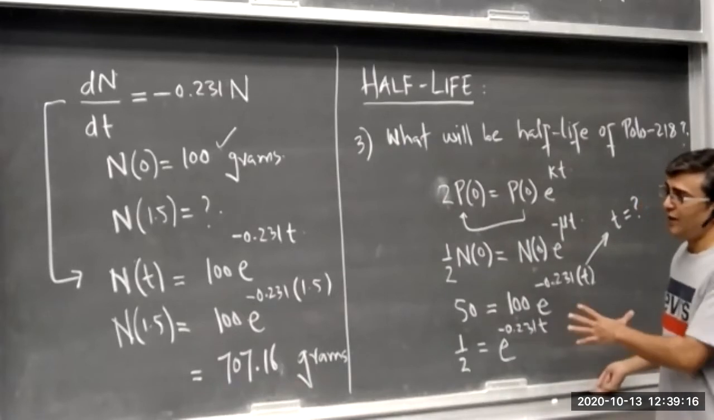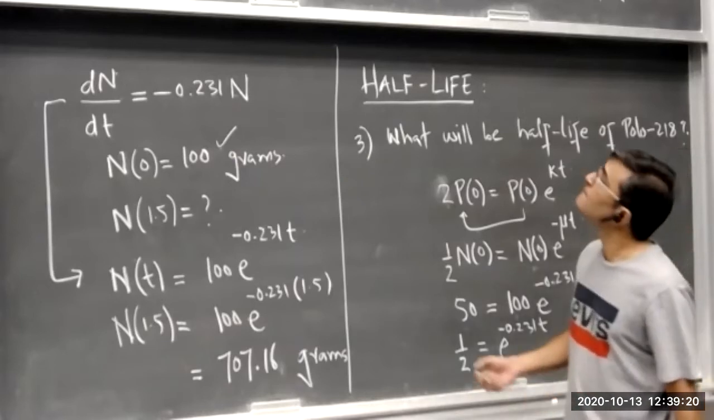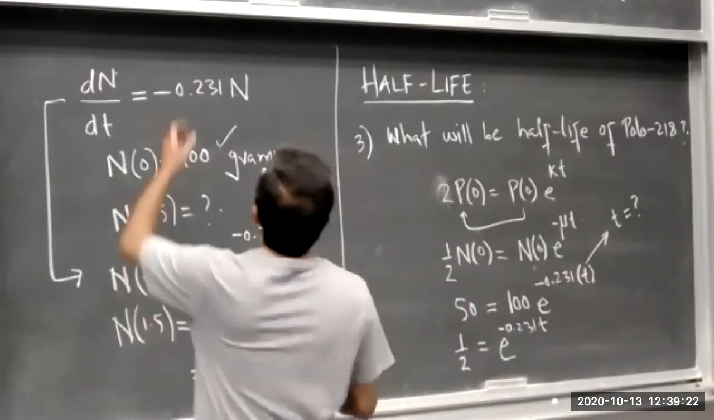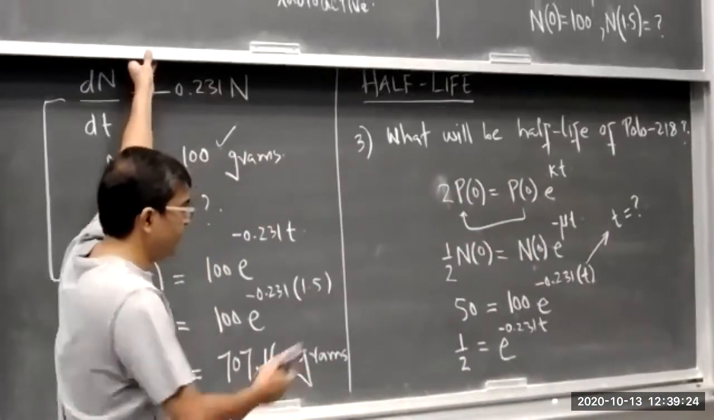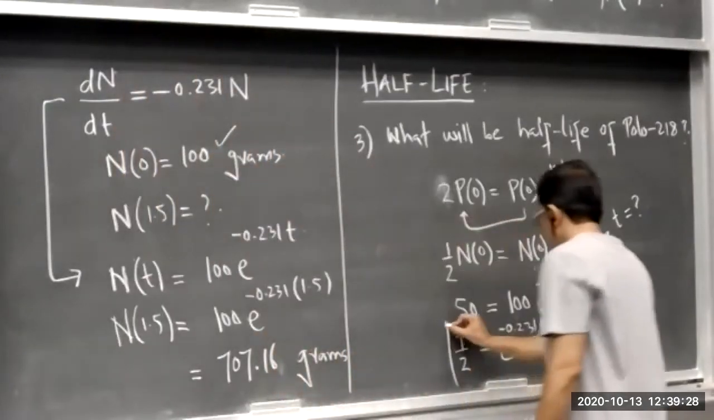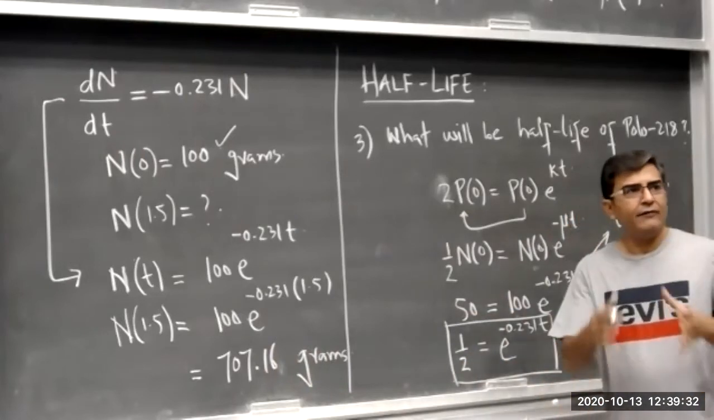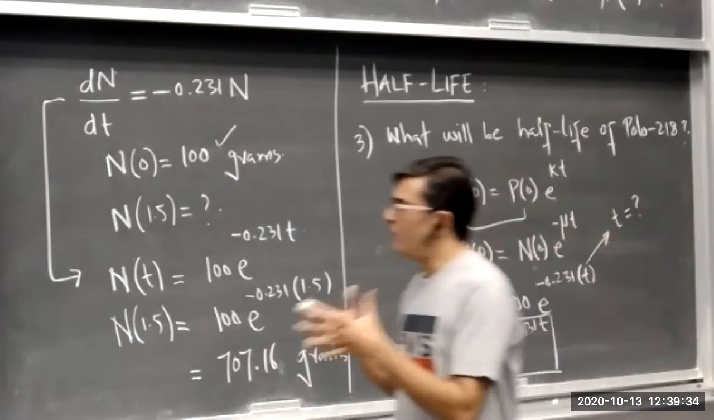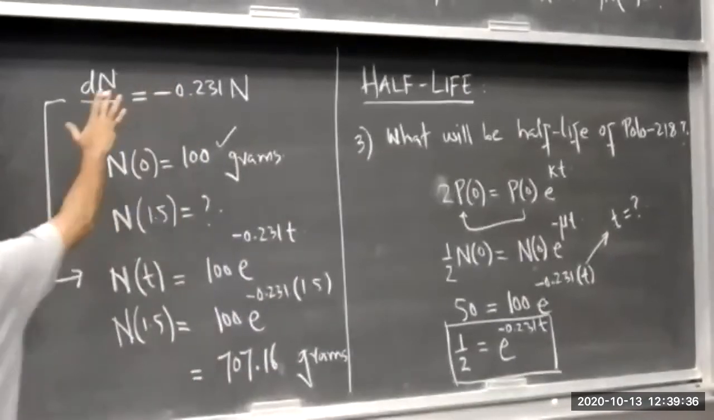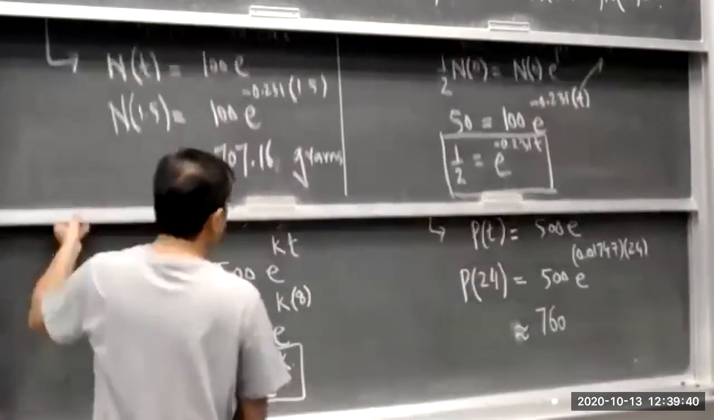I hope you get it. If you have any question, you can ask me. Now, after solving this, we can calculate the time within which the amount of this polonium 218 will be halved. Let me compute it here.